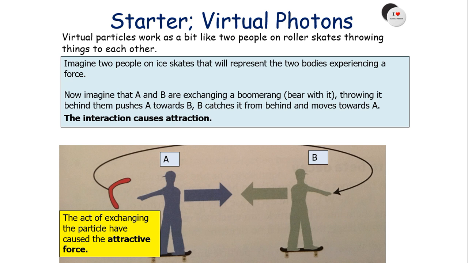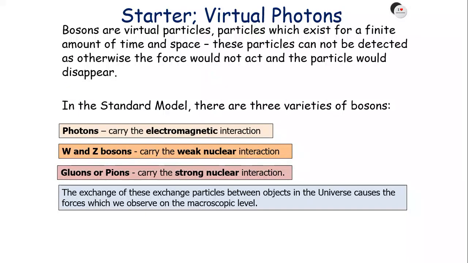Now, to have an attractive force, you've got to imagine now that these 2 people on skateboards or roller skates or ice skates have got their backs to each other, and they throw a boomerang between each other. In this example, A is going to move towards B when they throw the boomerang. B is going to move towards A when they catch the boomerang. So to conserve momentum, they move towards each other, and that causes an attractive force.